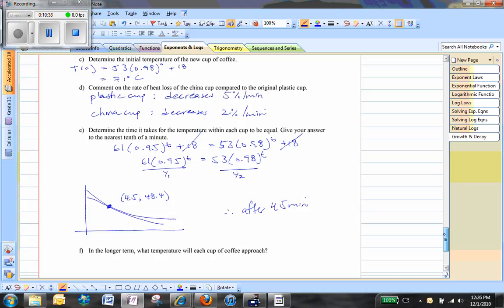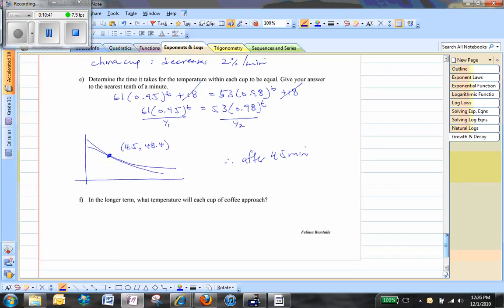It says, the last question, in the long term, what temperature will each cup of coffee approach? Well, they'll both approach 18 degrees Celsius.